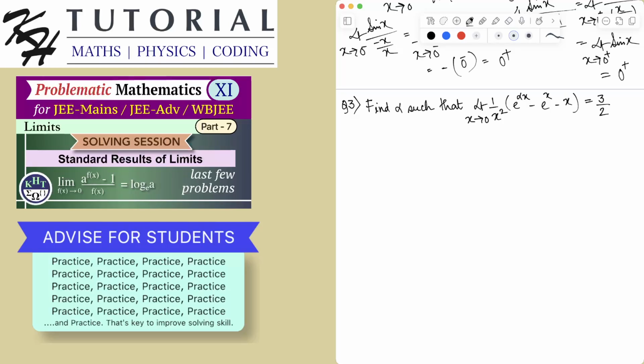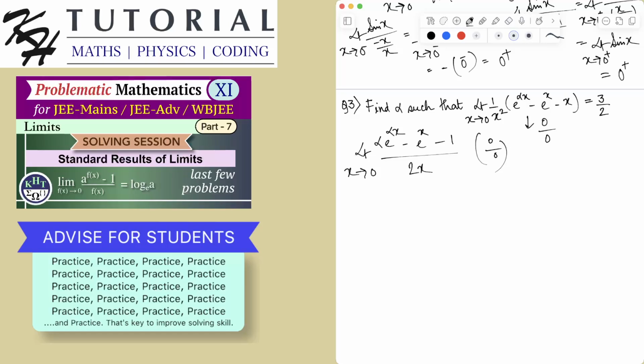So this is of the form, clearly we can see, 0 by 0. I will discuss L'Hopital's rule definitely in some future video, but let's quickly solve this problem using it. So this will be limit x tending to 0. If I differentiate the numerator, we have alpha e to the power alpha x minus e to the power x minus 1 divided by 2x. Still we can see it is of the form 0 by 0.